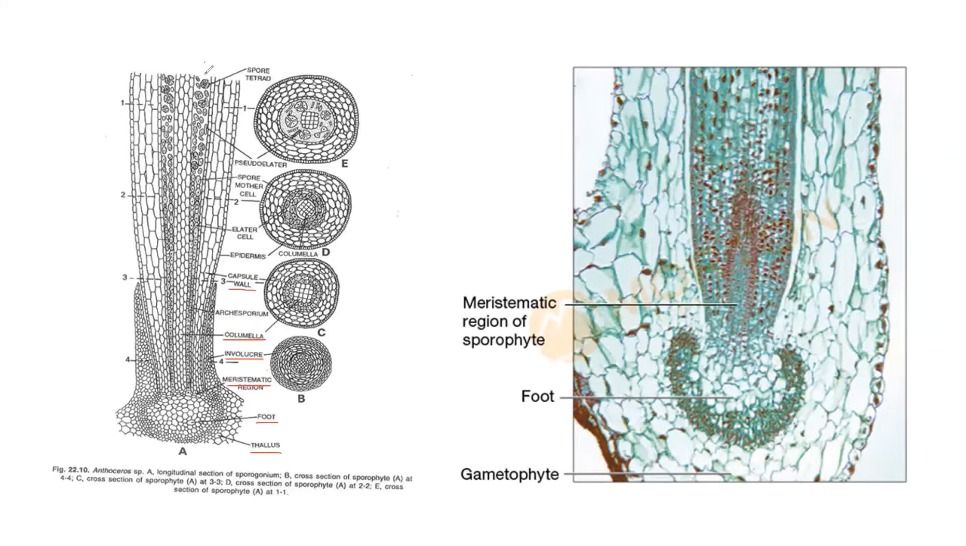Look at the top. You can see spore tetrad. Look at the base. These are unicellular cells, which are close to meristematic region. And now these are just newly formed cells. These are the sporogenous cells. And these sporogenous cells will undergo meiosis in order to produce the spores.